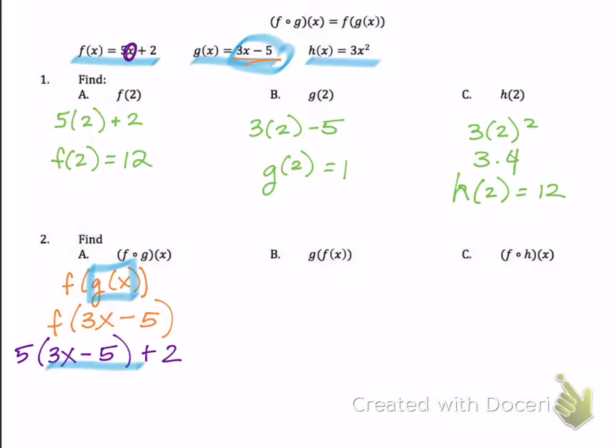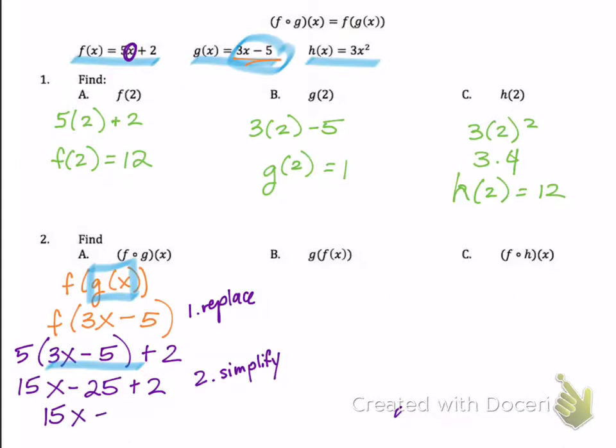Then I simplify. So step 1 is replace. Step 2 is simplify. So I'm going to distribute the 5, and I get 15x minus 25 plus 2. And so you get 15x minus 23.